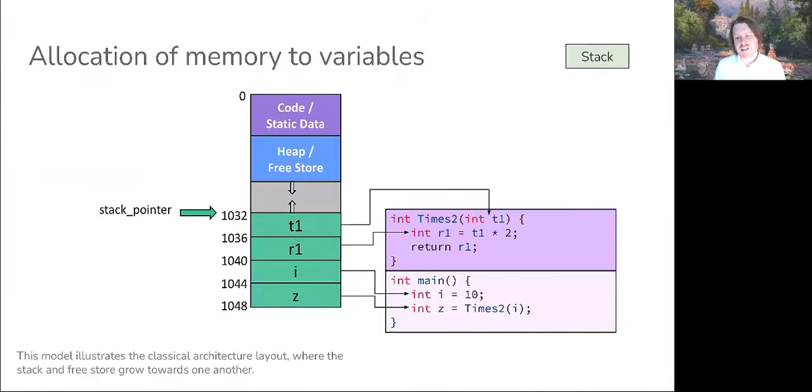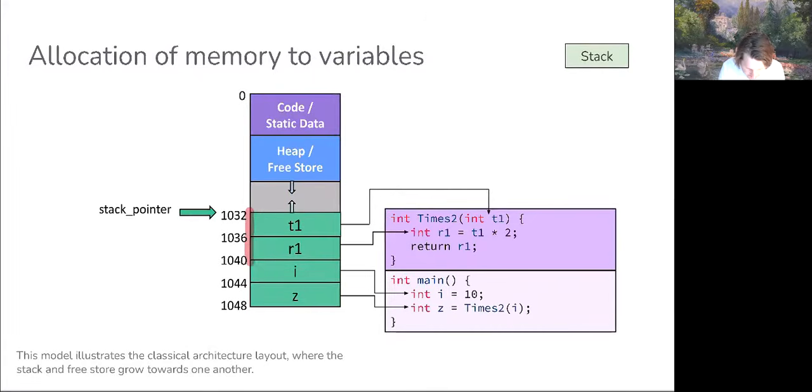Notice here that the activation record for times 2 is going to be 8 bytes: 4 bytes to hold its integer parameter T1, and 4 bytes to hold its local variable R1, which is also an integer type object. So the activation record for times 2 is going to span 8 bytes, beginning at that pointed to by the stack pointer. So if we look at this, that is the activation record for times 2.